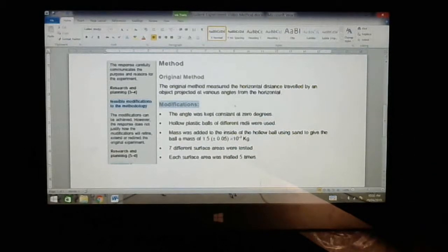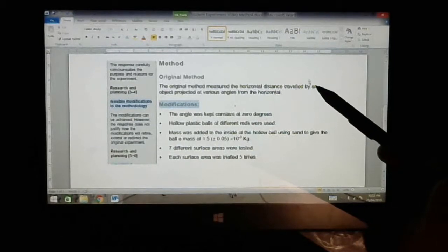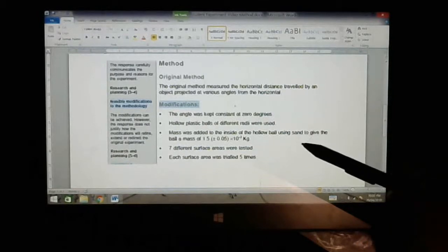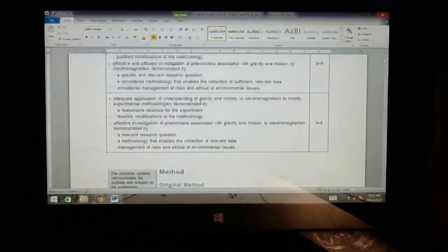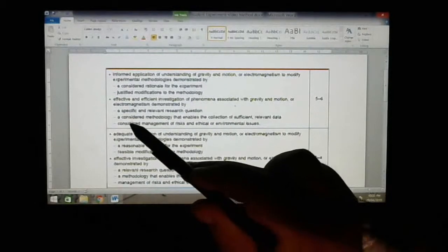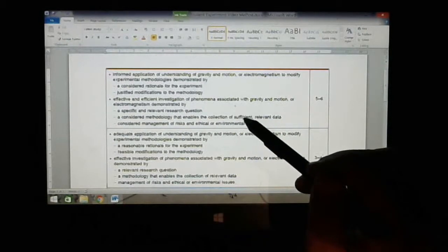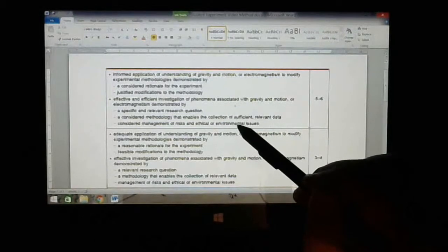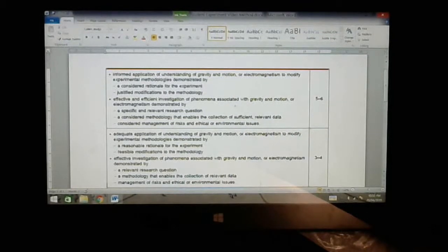You don't need to waste your word count telling us what the original method was. The teacher and I, we know what the original method was. We're not marking whether or not you can tell us what the first thing was. We are marking your modifications. So if we go back to those criteria, you get marked for justified modifications and a considered methodology that enables collection of sufficient relevant data. Not did you regurgitate the previous methodology. So don't waste your word limit on it.